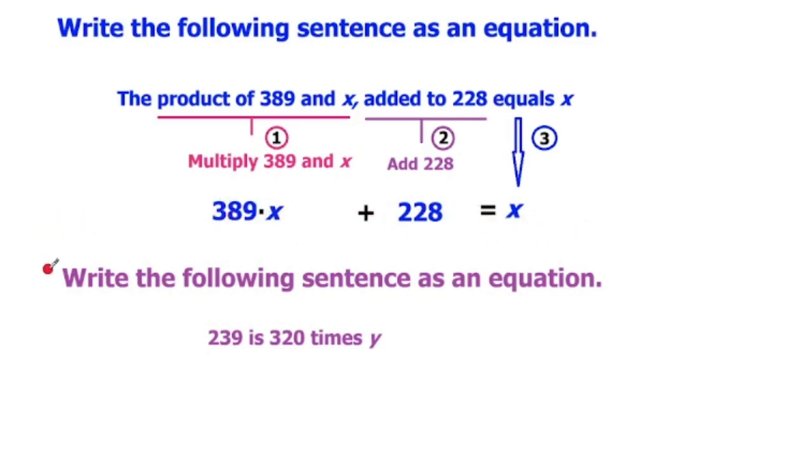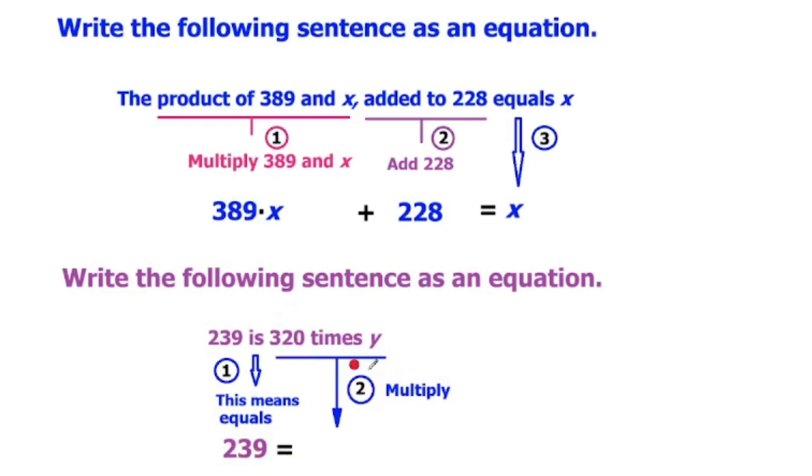So what if we have another one that says, write the following sentence as an equation. 239 is 320 times y. So first thing to know is this means equals. When you see is, it means equals. So let's write that in. 239 is actually 239 equals.